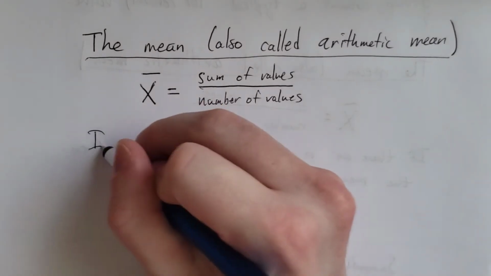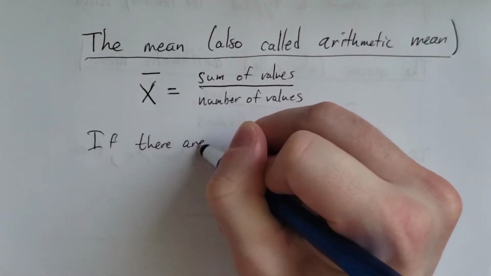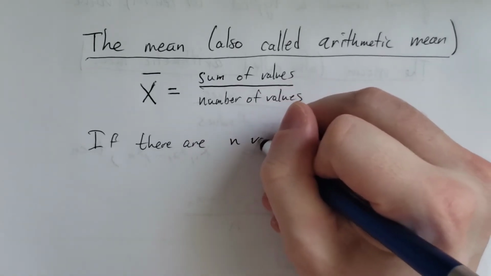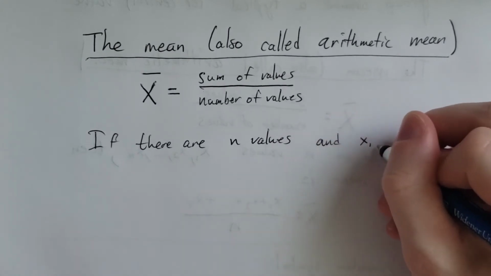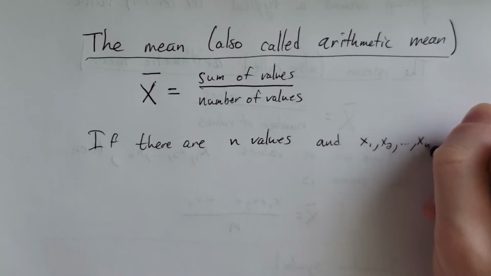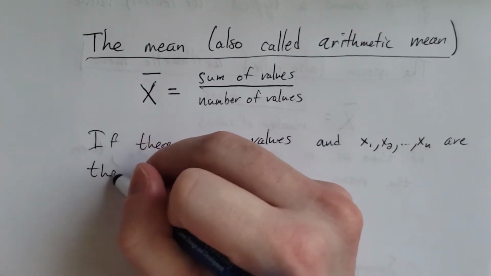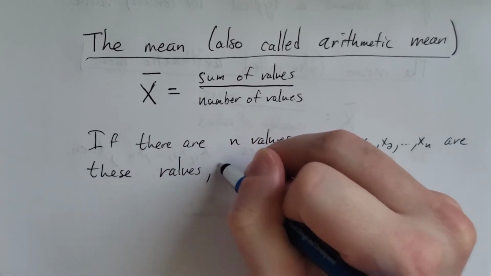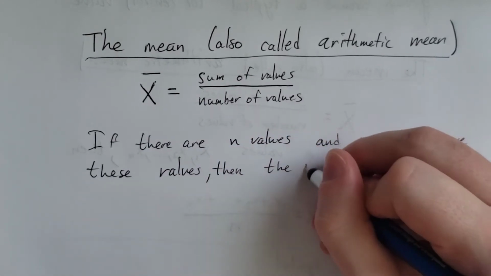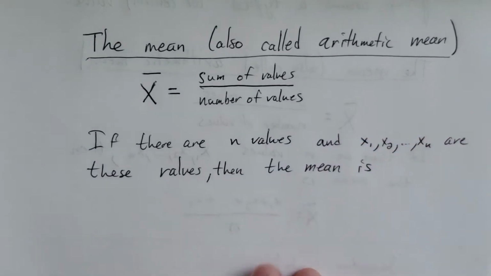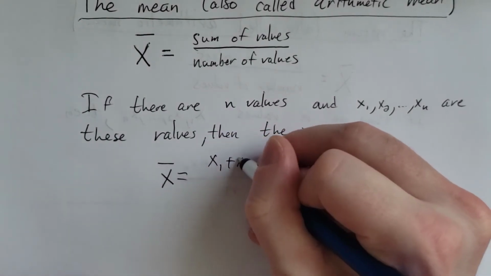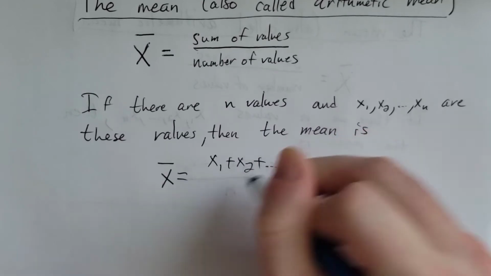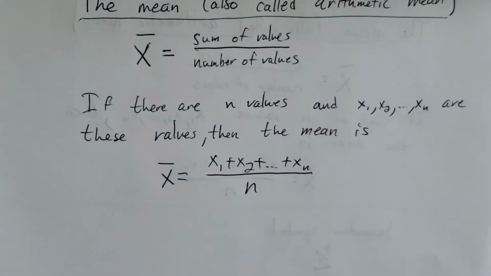For example, if there are n values, and x1, x2, all the way up through xn are these values, then the mean x bar is equal to x1 plus x2 plus all the way up through x sub n, divided by n. All of our values divided by the number of them.